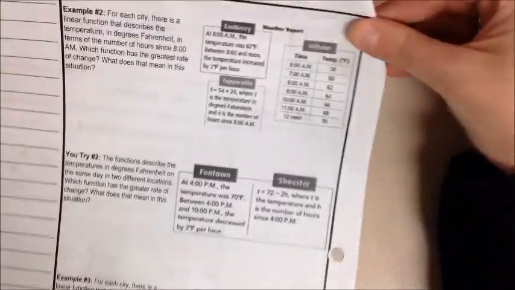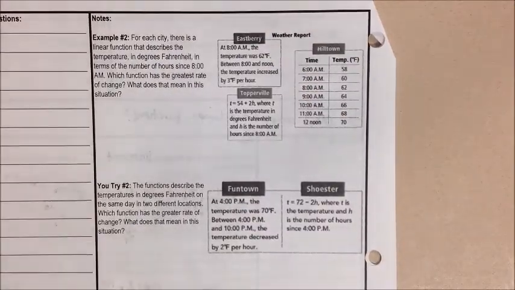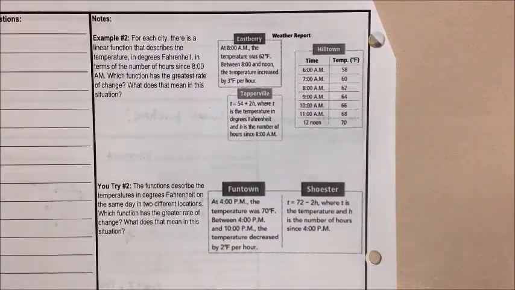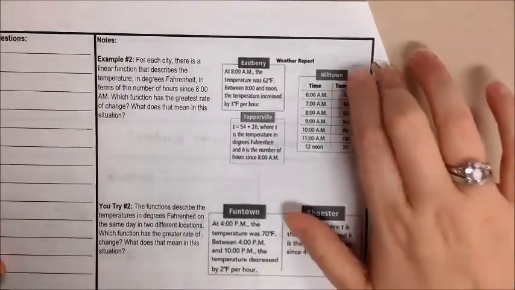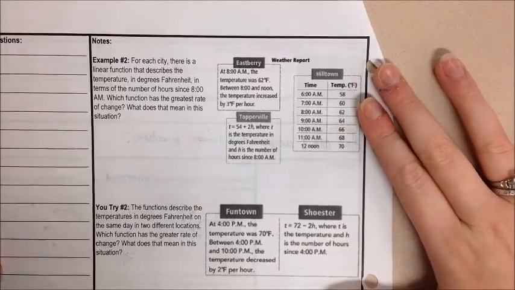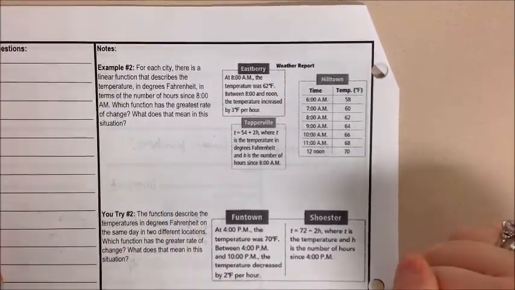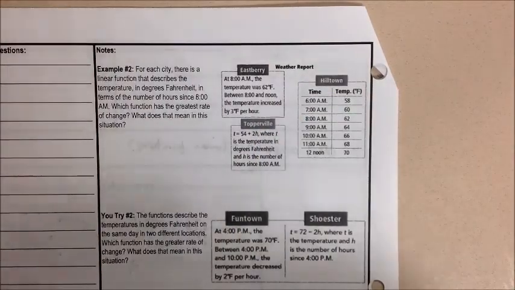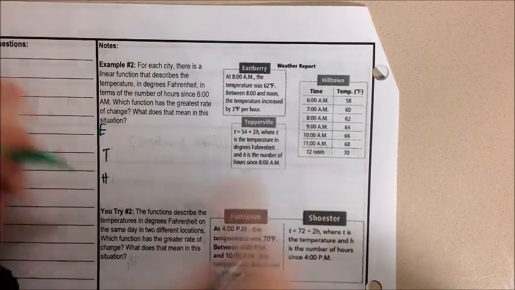Okay, example number 2. For each city, there is a linear function that describes the temperature in degrees Fahrenheit in terms of the number of hours since 8 a.m. Which function has the greatest rate of change? What does that mean in this situation? Okay, so we need to figure out the rate of change of each. Okay, so we have Eastbury, Topperville, and Hilltown.